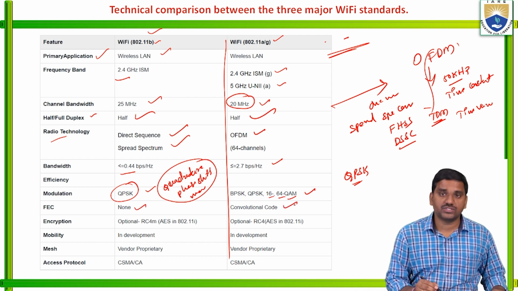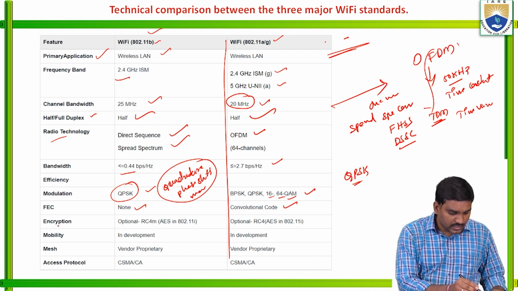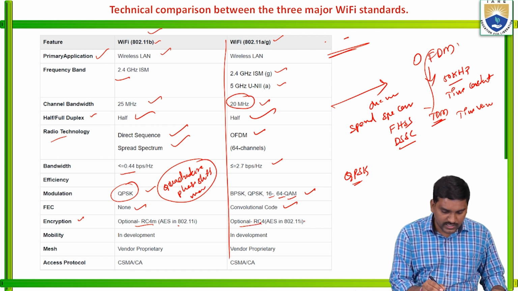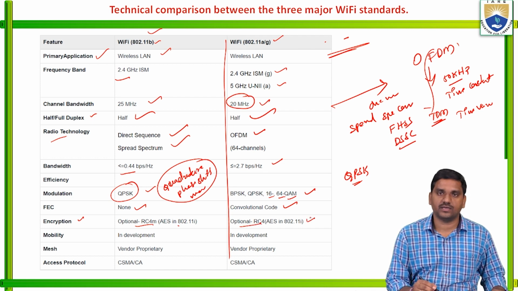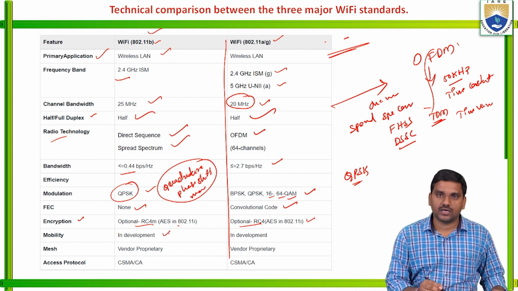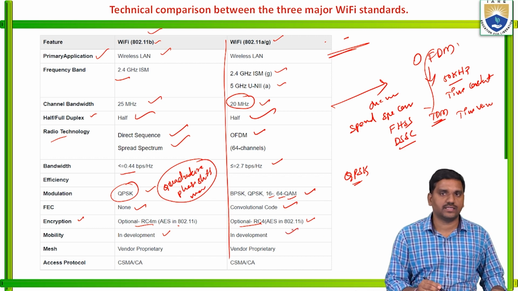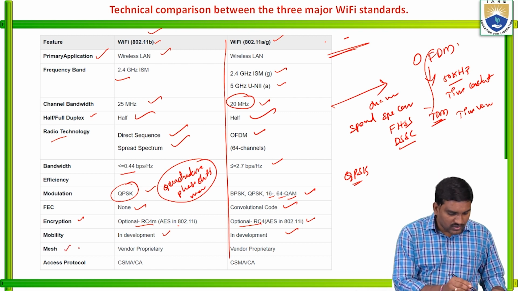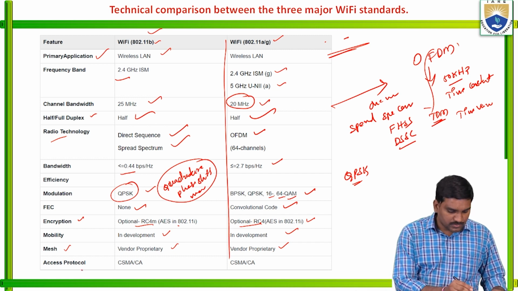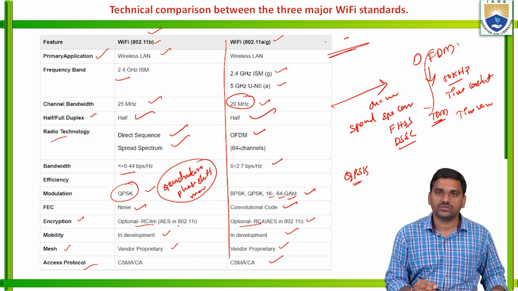It is the convolutional code. Based on the convolutional code, we develop FEC. Encryption data is RC4 and AES, in 802.11i. Next one, mobility. In development, we can use the feature of mobility. Same for 802.11 A and G also. Next one, the mesh one, vendor proprietary. This is the same feature. Access protocol is also similar.